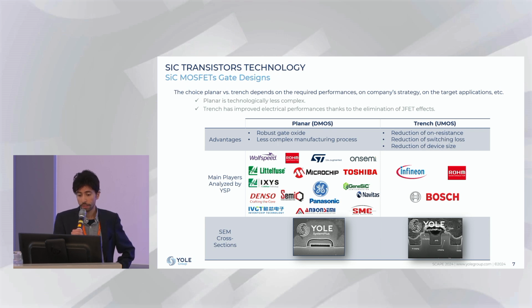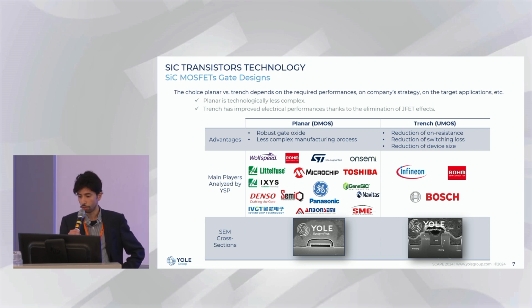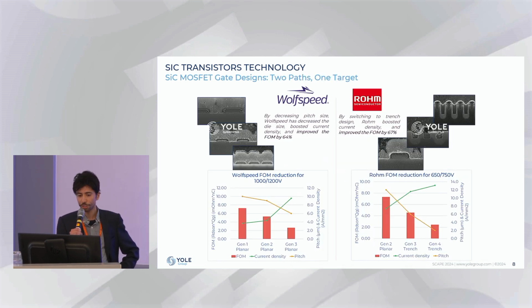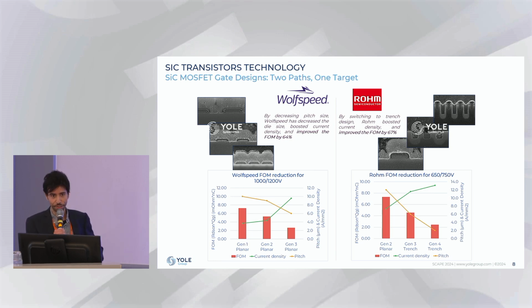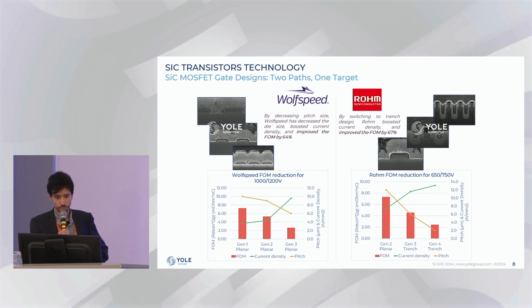So here I'm taking two examples of the two designs. The first one is from Wolfspeed, planar gate design, and ROHM with trench gate technology, showing the evolution of the different generations: generation 1 to 3 for Wolfspeed, and generation 2 to 4, the most recent generation, from ROHM Semiconductor. And there we see clearly two paths, two designs, but one target.